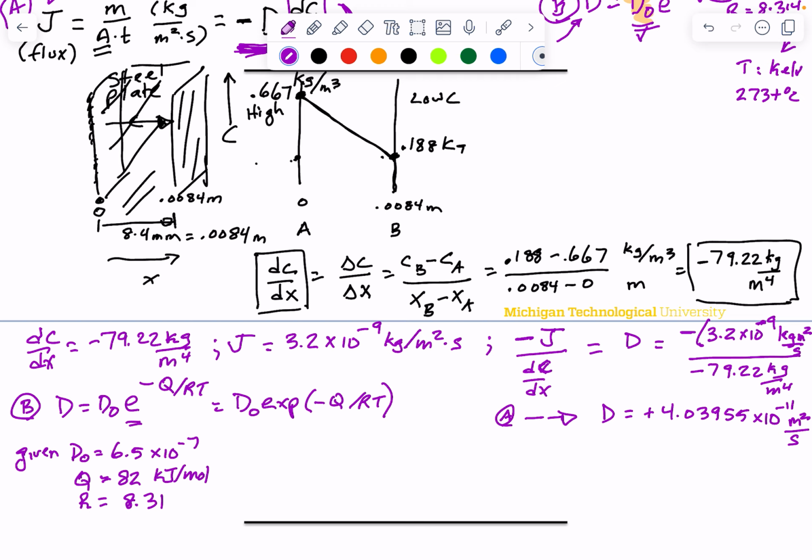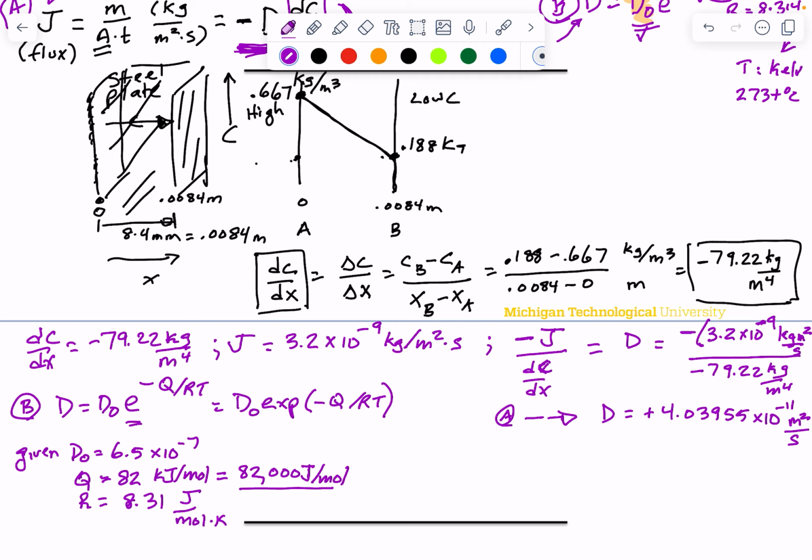So this is where we got to be careful with the units. The units of 8.31 are joules per mole Kelvin. And as you know by now, I'm hypersensitive to units, so I'm going to immediately change Q to be 82,000 joules per mole. And I'm going to use that one.